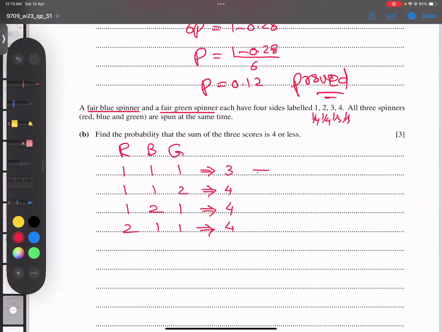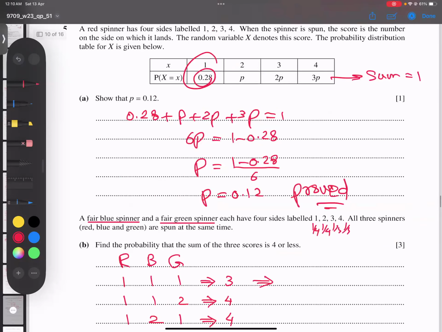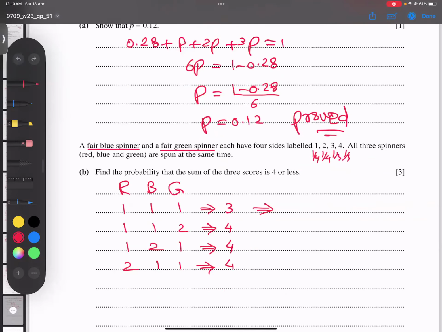And student, what is the answer for this? This one from the red is 0.28. So I take 0.28. And you know this probability, as I said before, 1/4. So 1/4 and 1/4, I just multiply them. Why should I waste my time? Can I say 1/4 times 1/4 becomes 1/16? Yes, student, I can say it directly here. So saving my time.